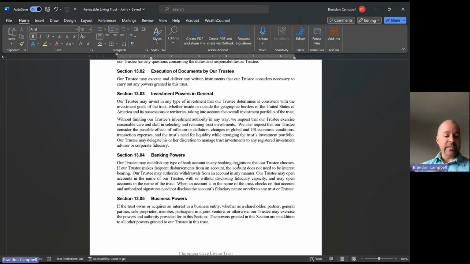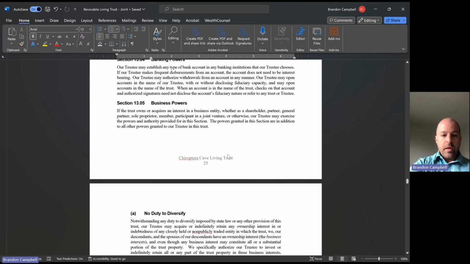Investment powers in general. Your trustee actually has a fiduciary duty to invest your money. They have obligations to try and grow the money that's in here. So this is a little bit of a guideline, I should say, for what they're going to do in terms of taking over those investments. Banking powers, very simply, your trustee can manage your checking accounts, your savings accounts, your certificates of deposit that may end up in this trust.